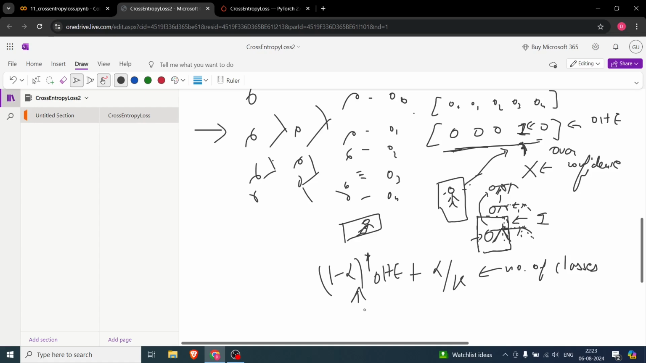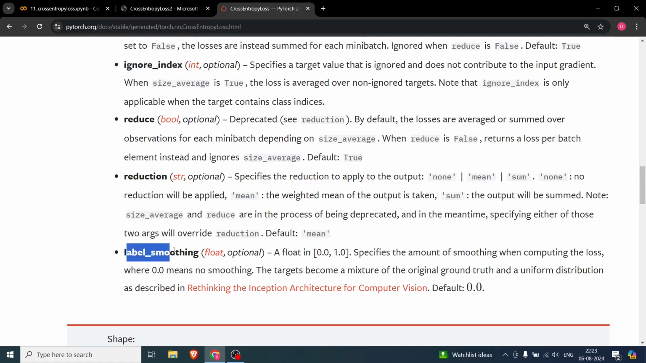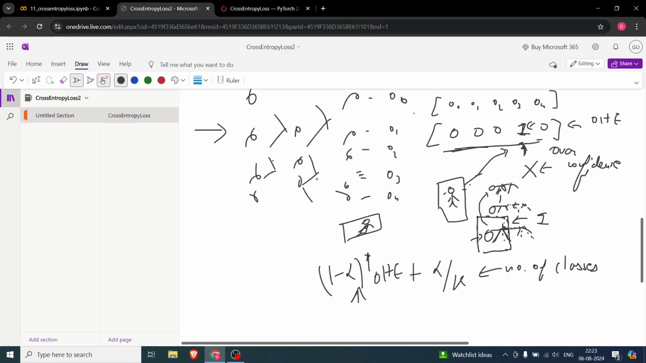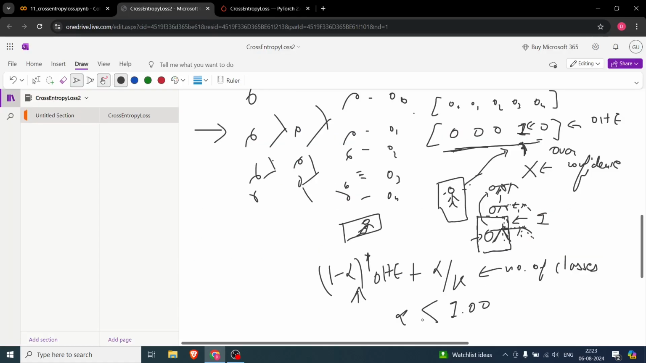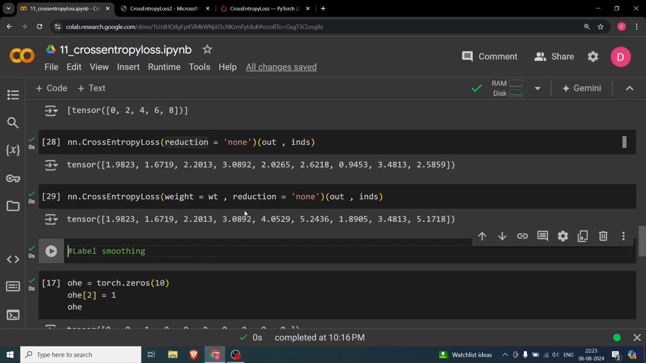Now it is not a learned hyperparameter, so we define it before the training of the model, which is basically your label smoothing. This is a float, okay? So this alpha has to be less than 1.0. I think both ends are included, so it has to be less than or equal to 1.0. Obviously this cannot go below 0. The example will explain this to you.